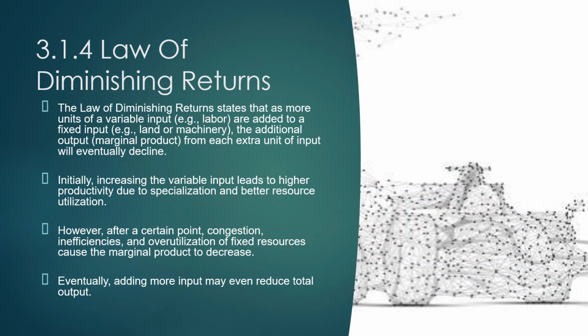Law of diminishing returns. The law of diminishing returns states that as more units of a variable input like labor are added to a fixed input like land and machinery, the additional output, the marginal product, from each extra unit of input will eventually decline. Initially, increasing the variable input leads to higher productivity due to specialization and better resource utilization. However, after a certain point, congestion, imbalances, and over-utilization of fixed resources cause the marginal product to decrease. Eventually, adding more input may even reduce total output.